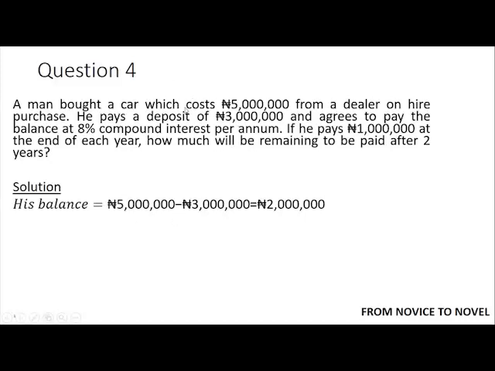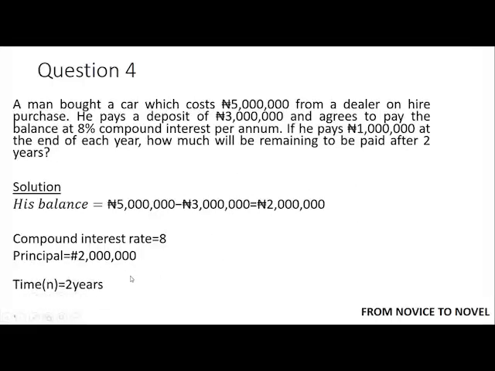Now, if he bought it at 5 million and he pays 3 million, that means the debt that is remaining is 2 million naira. So for him to pay at 8% compound interest, I beg your pardon, he paid 3 million from 5 million. So that means he has 2 million to pay at 8% compound interest. So then the compound interest rate is 8%, as we can see. And the principal will now be 2 million because this is the amount that we are dealing with.